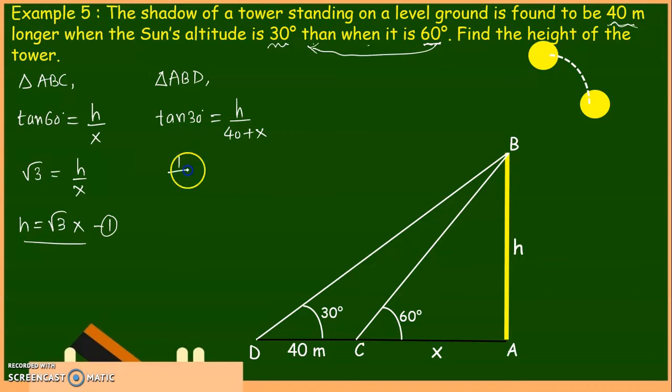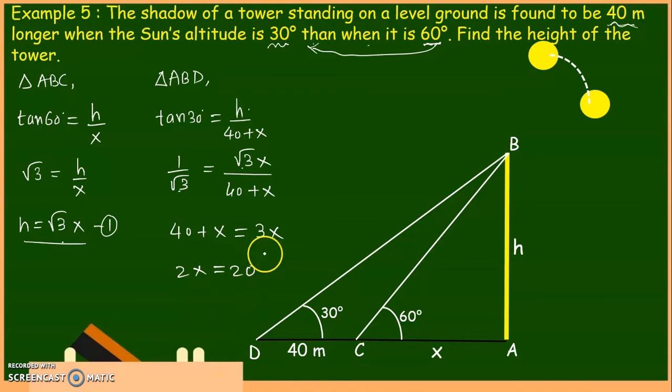So here tan 30, that is equal to 1 by root 3. And here in place of h, we can write root 3 x from equation 1. So we replace h by root 3 x. Now if you do the cross multiplication, so here we get 40 plus x is equal to root 3 multiplied by root 3, that is 3x. So here we get 2x equal to 40, means x equal to 20 meter.